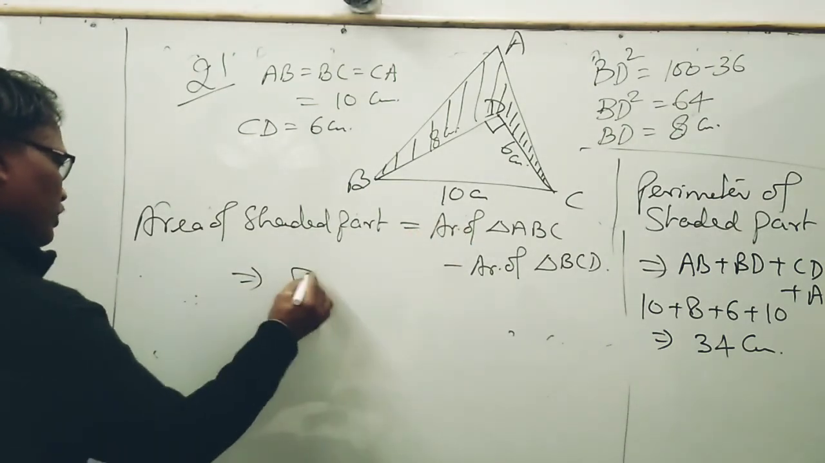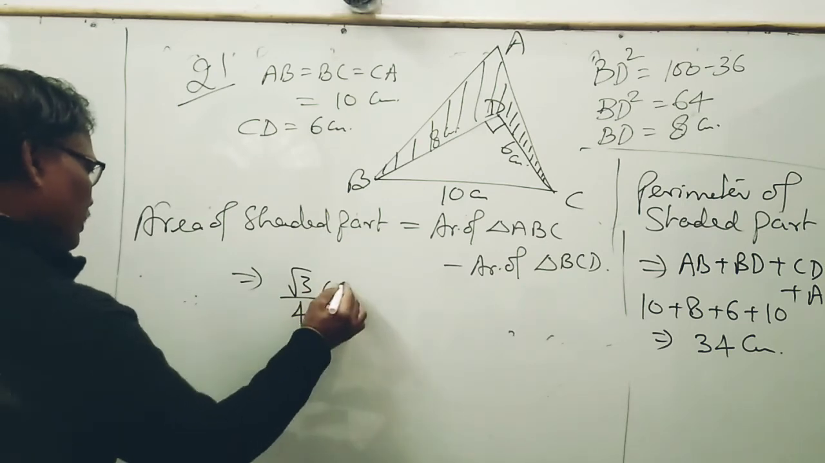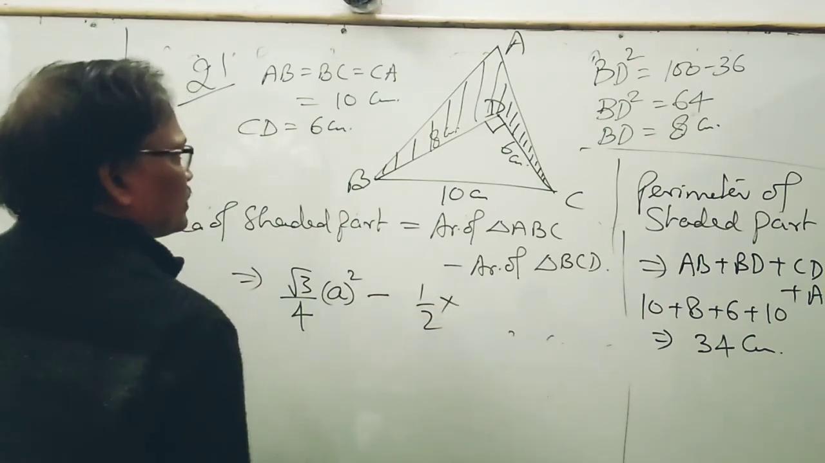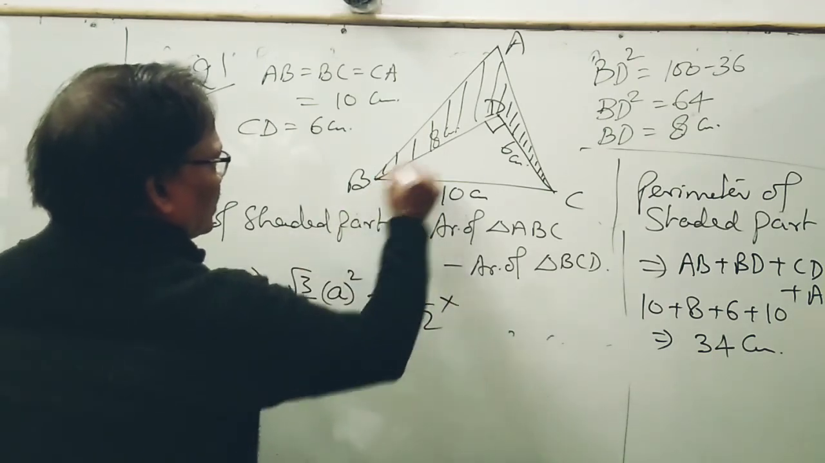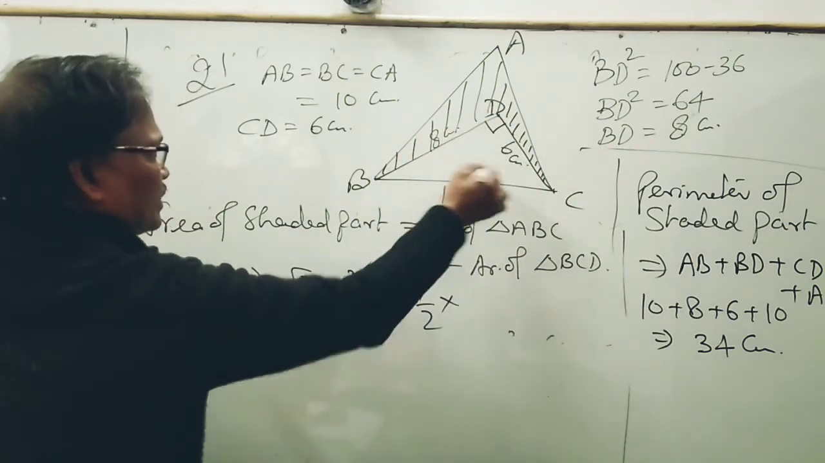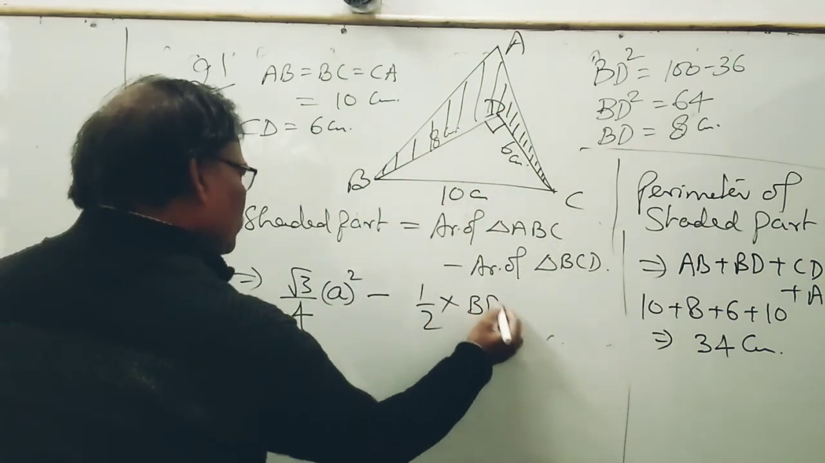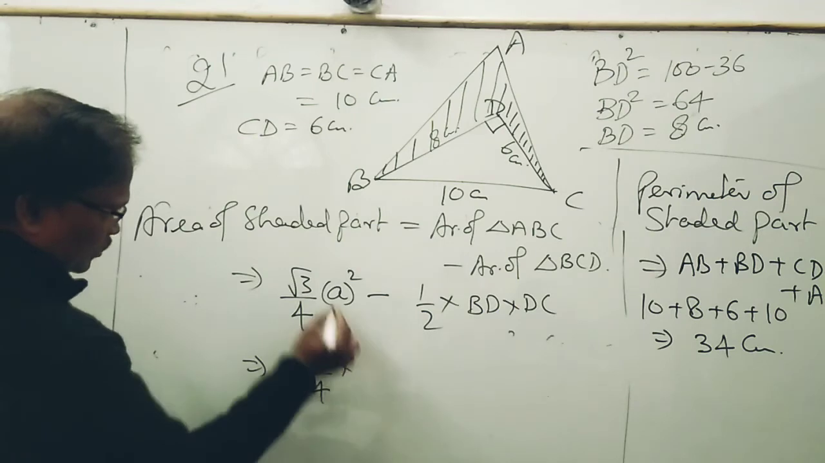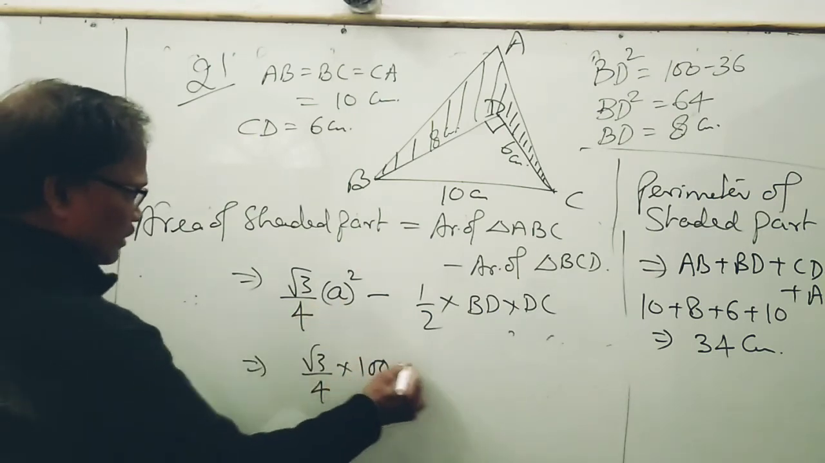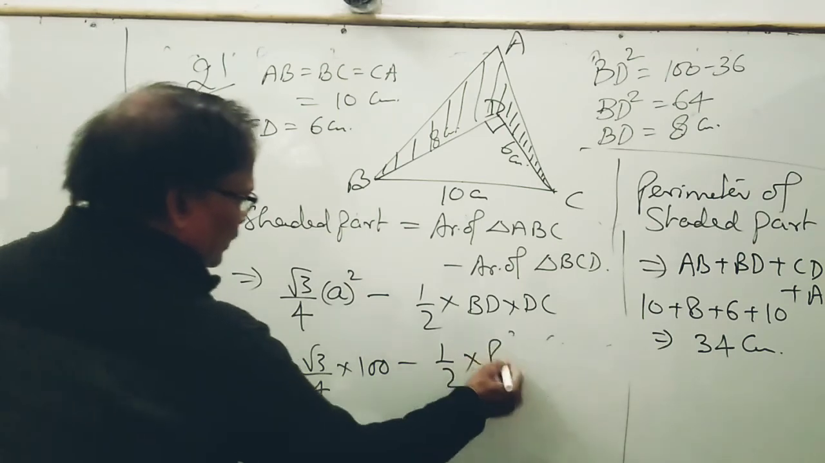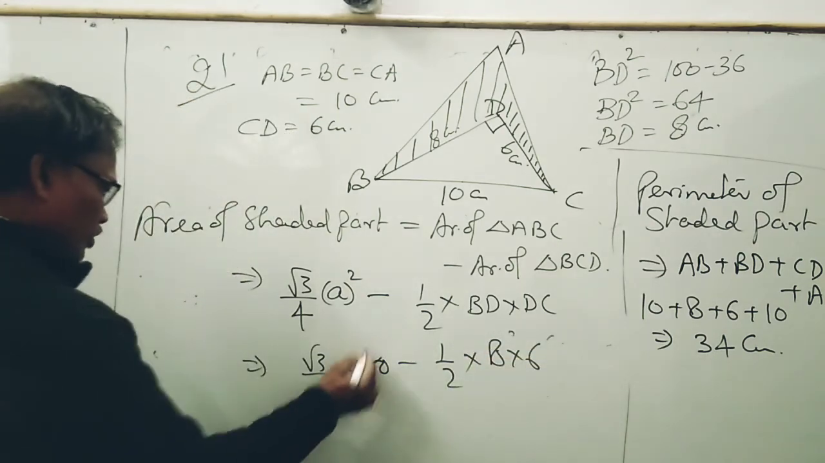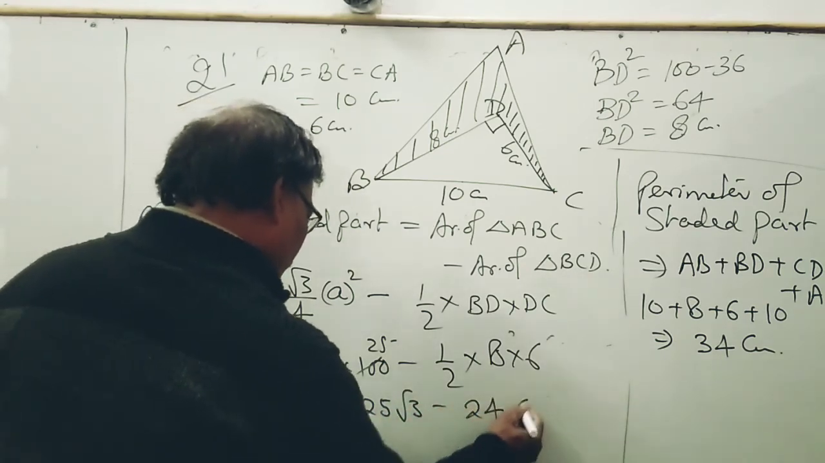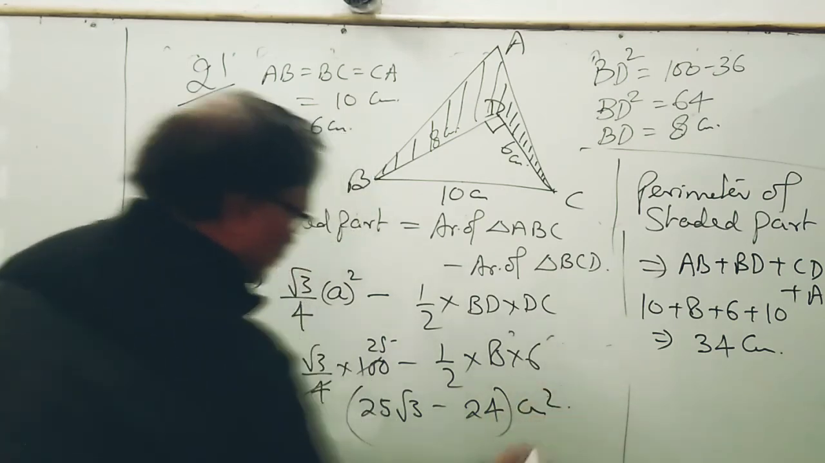अब इसका एरिया क्या होता है? √3/4 A स्क्वायर, मतलब साइड स्क्वायर, इक्विलेटरल ट्राइंगल है इसलिए, माइनस हाफ बेस इनटू हाइट. एंड बेस ये और हाइट ये, कोई भी चीज ले सकते हो. बेस हाइट ये हाइपोटेन्यूज हो जाएगी. तो BD इनटू DC. So what it will be? √3/4 into 10 square, because 10 is the side, 100 minus 1/2 BD 8 into 6. 4 25 is the, so 25 √3 minus 24 centimeter square.